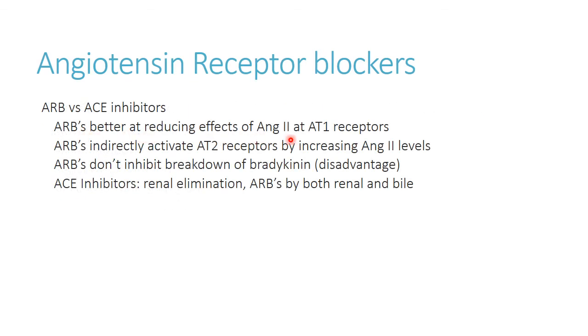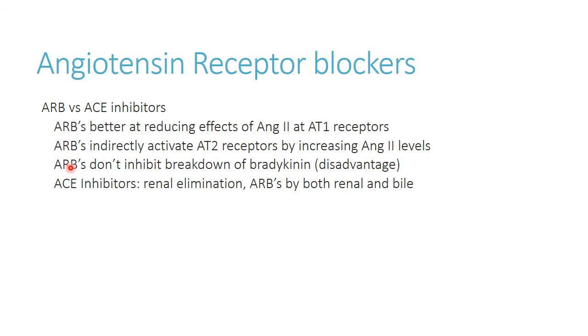Typically, ARBs are going to be better at reducing the effects of angiotensin II at the actual receptor level itself. So again, you overcome those accessory pathways for generating angiotensin II. And they also indirectly activate these AT2 receptors. Not really so important clinically. This doesn't really ever come up all that often.